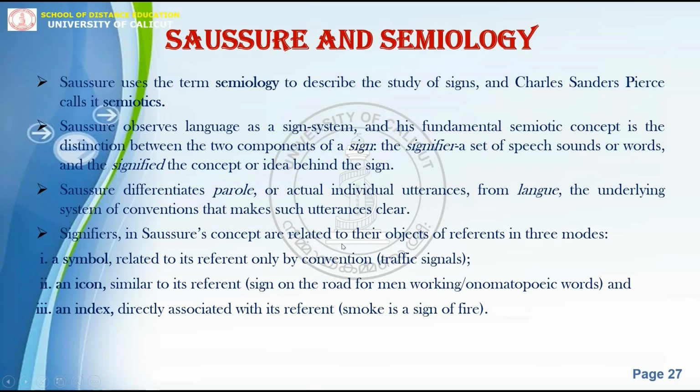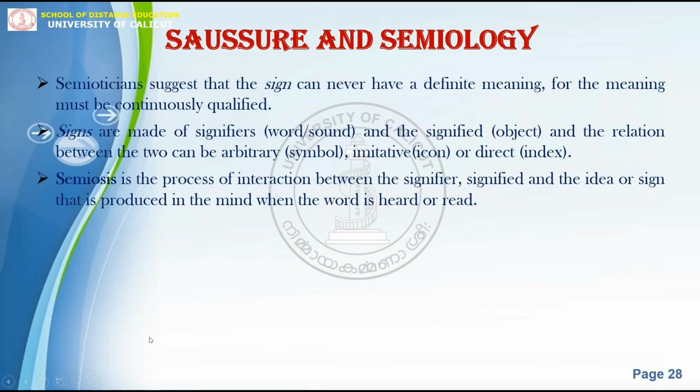Signifiers in Saussure's concept are related to their object of reference in three modes. One, a symbol related to its reference only by convention, for example, a traffic signal. An icon similar to its reference, that is a sign on the road for men working, onomatopoeic words. And an index directly associated with its reference. Smoke is a sign of fire. Okay, so this is how the signifier works according to Saussure's concept.